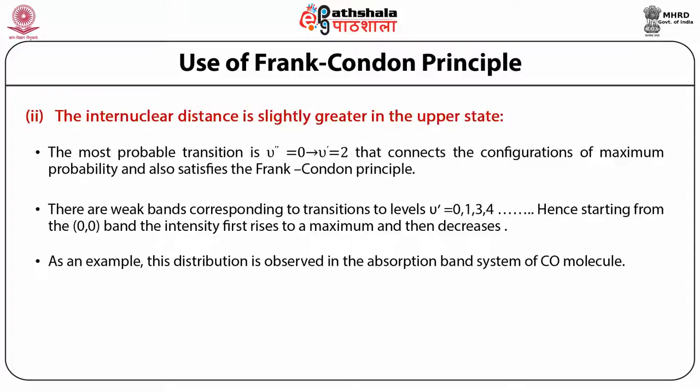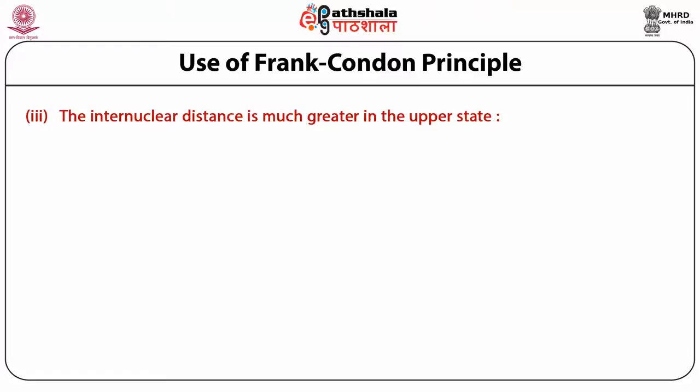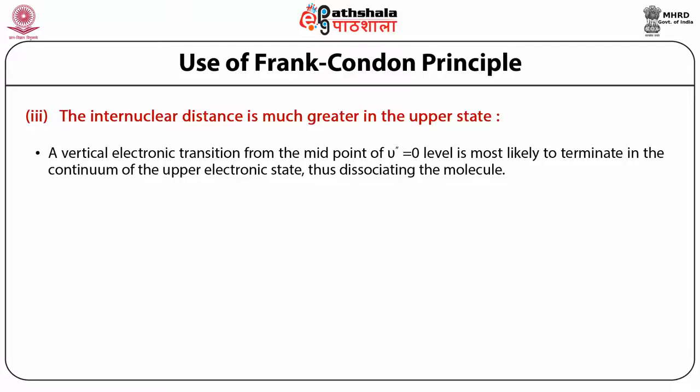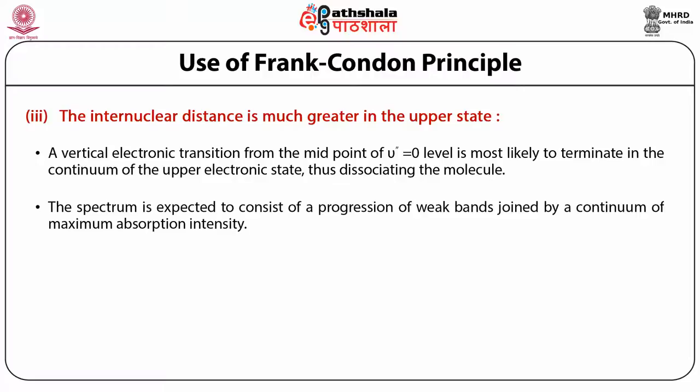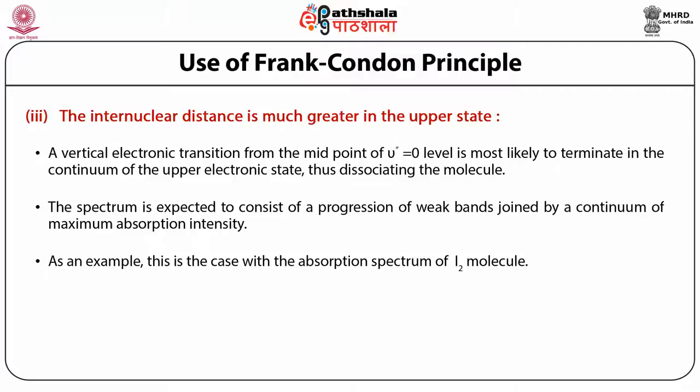In the third case, the internuclear distance is much greater in the upper state. A vertical electronic transition from the midpoint of the ν″ = 0 level is most likely to terminate in the continuum of the upper electronic state, thus dissociating the molecule. The spectrum is expected to consist of a progression of weak bands joined by a continuum of maximum absorption intensity. As an example, this is the case with the absorption spectrum of the iodine molecule.